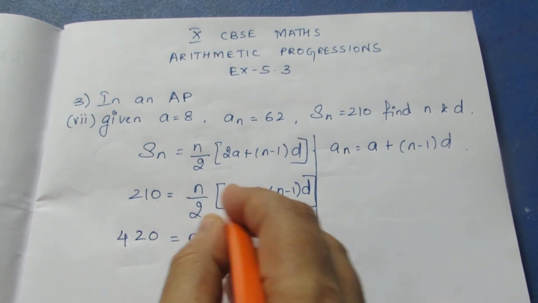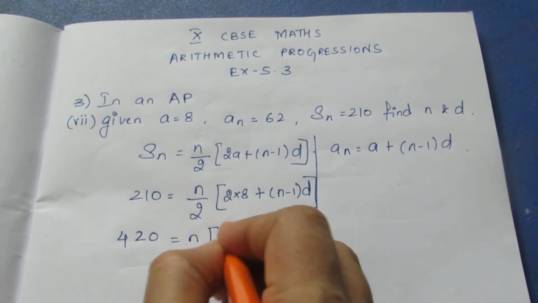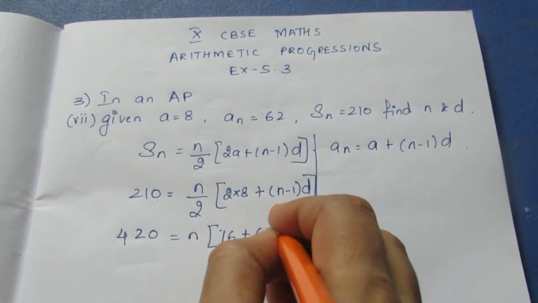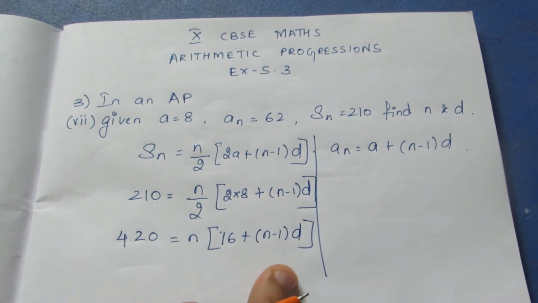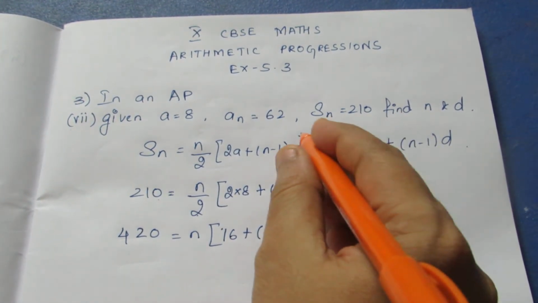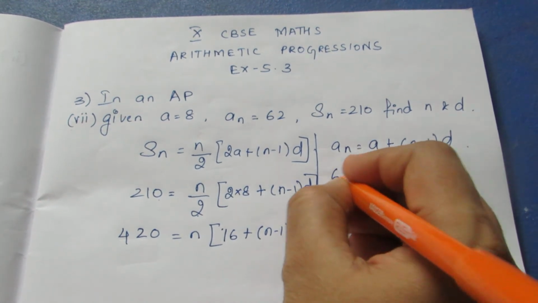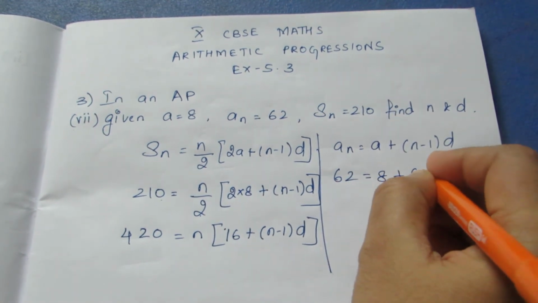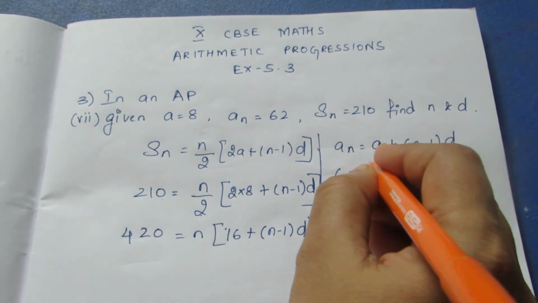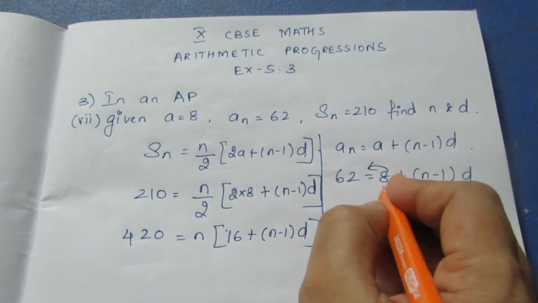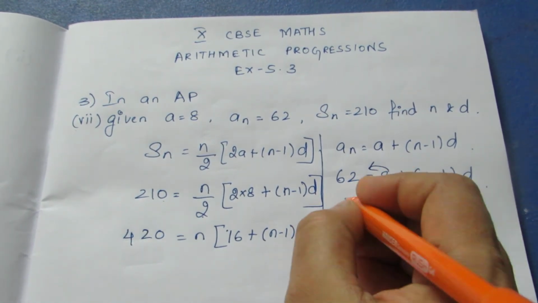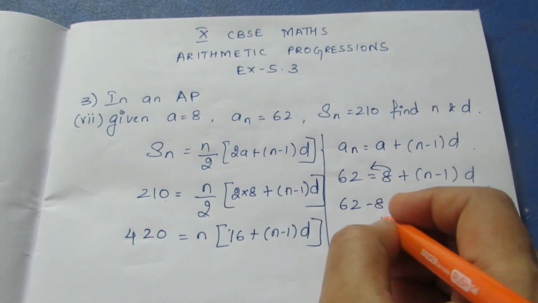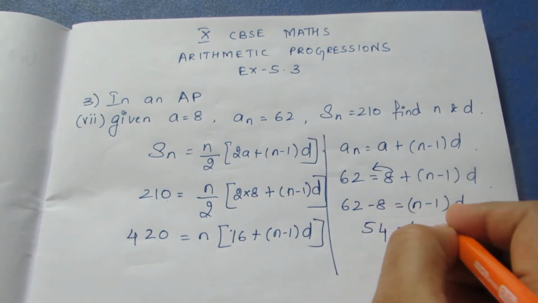Equal to n into here, 8 2s are 16 plus n minus 1 into d. Before solving this, let us solve this. Now we know the value of an is 62. I am just substituting the value of an as 62 equal to a we know as 8 plus n minus 1 into d. Here bring 8 to this side, it comes as a subtraction because it is in addition over here. So 62 minus 8 is equal to n minus 1 into d. Subtract this, I get 54 equal to n minus 1 into d.